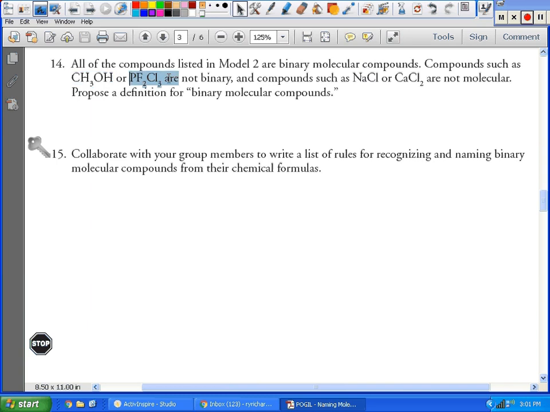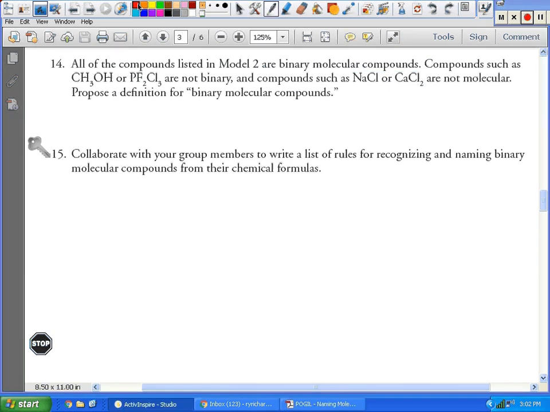And compounds such as NaCl or CaCl2. What are those specific types of compounds? Please do this right here. Label these two as ionic. What is the name of that first one, NaCl? Do you agree that you've known that name for several years now? But if we were learning this today, some of you would want to name that sodium monochloride, wouldn't you?